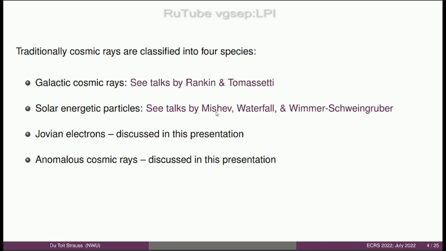There have been a number of talks covering the galactic cosmic rays, and there will still be a number of talks, and I think there has been and will also be a number of talks about solar energetic particles. So in this sense, I'm covering the lowest energy levels. For the electrons, we're talking about MeV type electrons from, let's say, 1 to a couple of tens of mega electron volt. And for the anomalous cosmic rays, from 1 to maybe 100 MeV per nucleon.